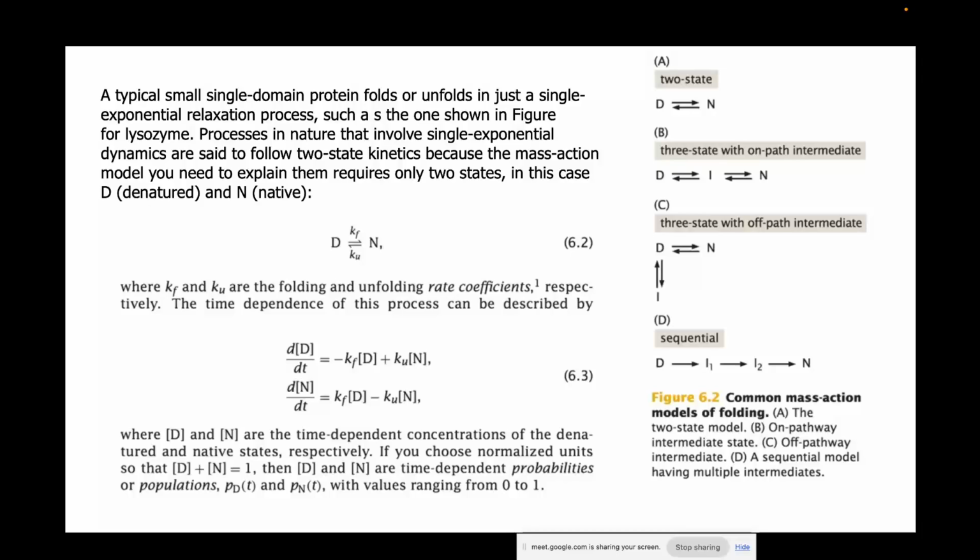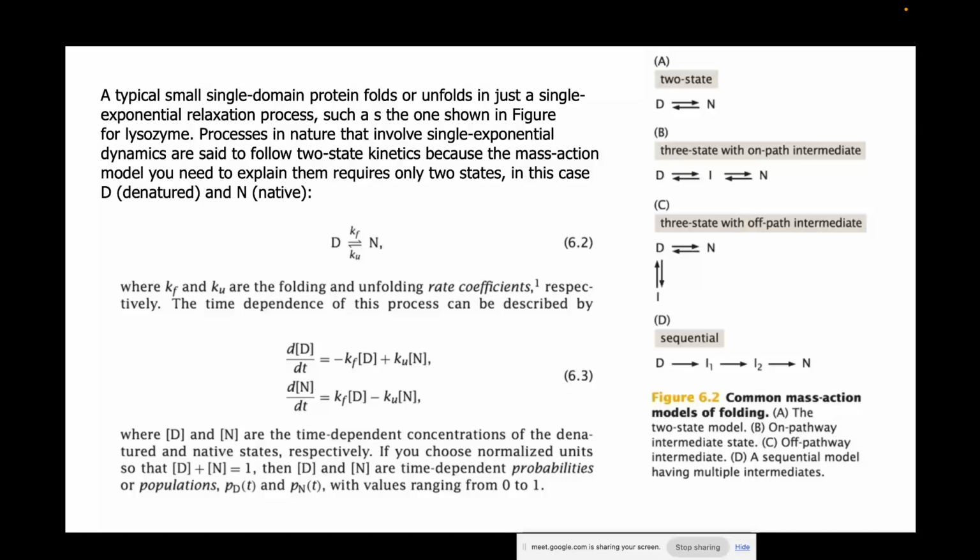are the other methods or other models for folding. So the first one is a two-state. So it is either residing in an unfolded state or it is residing in a folded state. There is nothing much in between, right? So it is directly going from a denatured to a folded state.